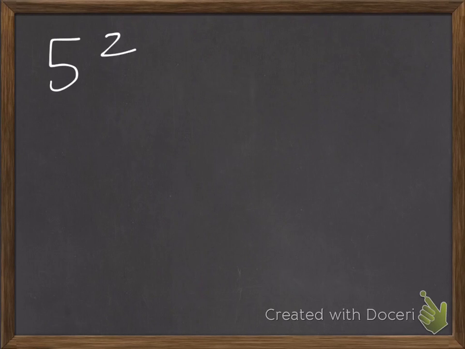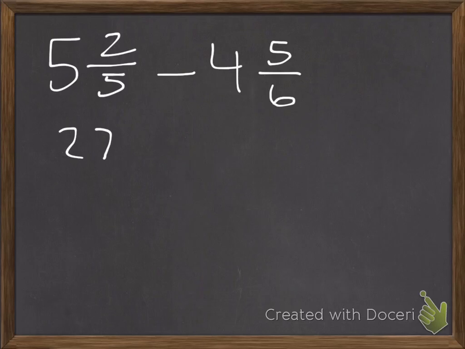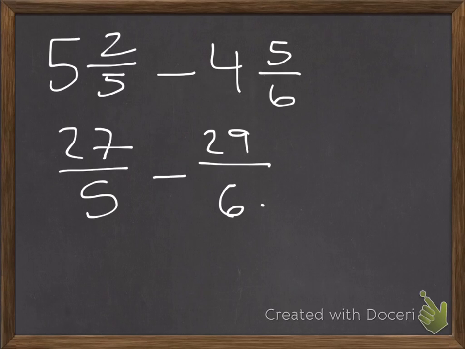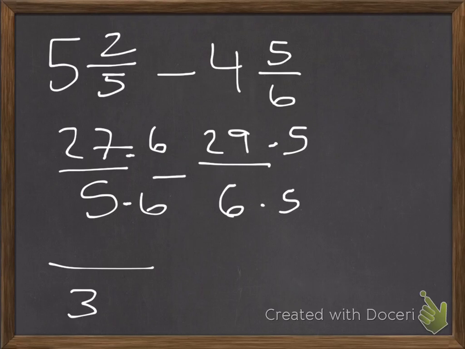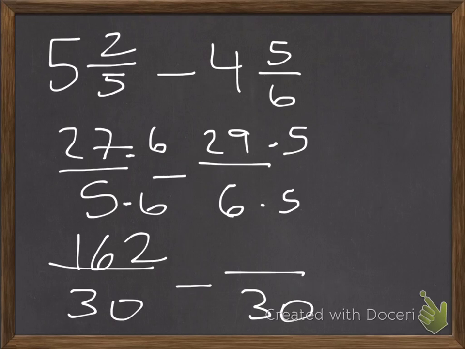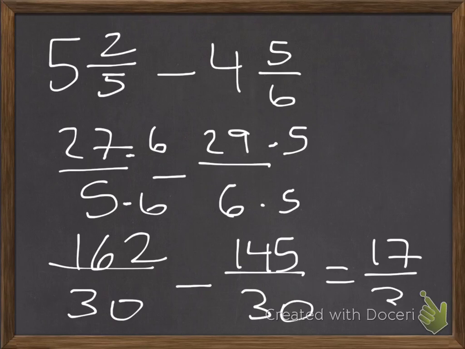The last one, 5 2/5 minus 4 5/6. Make them both improper. Find a common denominator. So we get 162 over 30 and 145 over 30. If we subtract, that's going to give us 17 over 30, which we can't simplify.